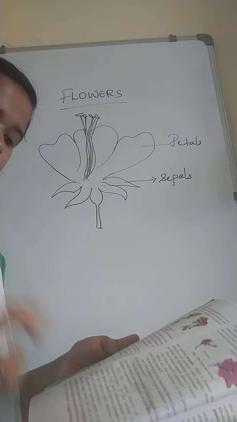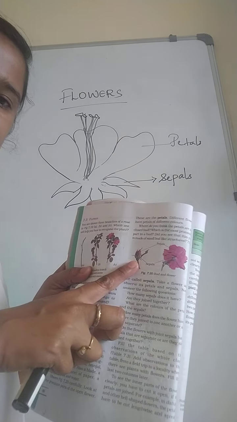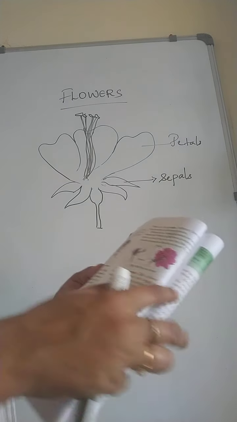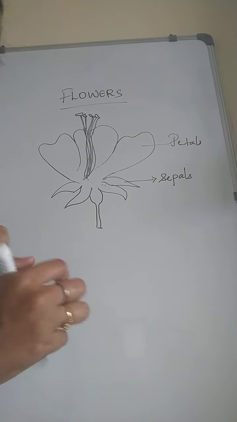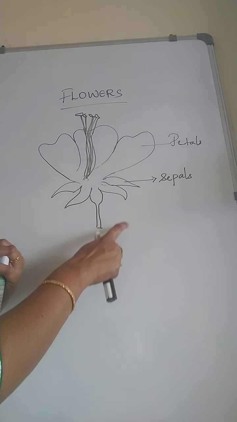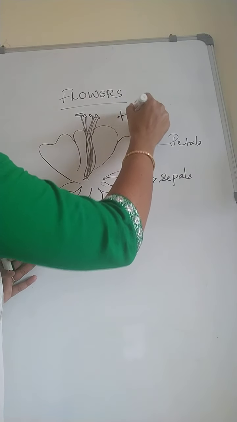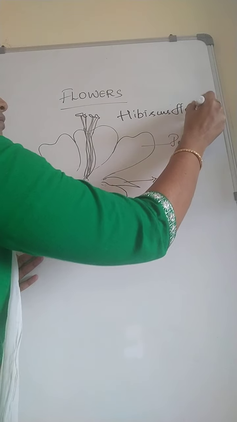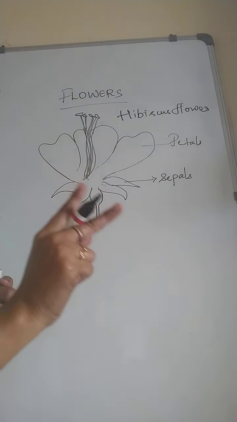Observe figure 7.20 carefully. You should observe carefully what you can see. Look at the prominent parts of the open flower. This is the open flower. So what are the parts you can see? Here I have drawn a hibiscus flower. Okay, it is not a rose, it is a hibiscus flower. In this hibiscus flower, you can see two parts.